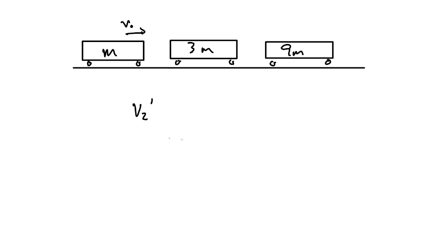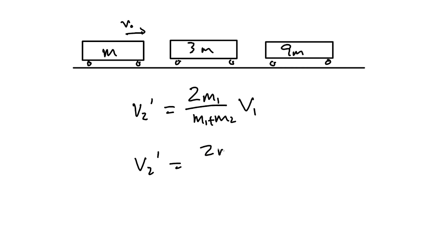So our second velocity is going to be equal to 2m1 over m1 plus m2 times v1, right? And in this case, this is v naught. This is just going to be M. Okay, let's just plug this in, right? So we have v2 prime, which is going to be equal to 2M over M plus 3M, right? So that's going to give you 4M times the initial velocity. So these can cross out, and we can determine that this is going to be 1 over 2 times the initial velocity, right?